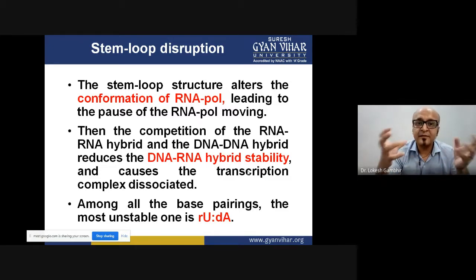Among all the base pairings that we are seeing as unstable, it is majorly the U and A pairing. The U and A pairing is the most unstable pairing. The ribonucleotide with ribose sugar uracil, and the deoxyribo A in the RNA-DNA hybrid, is the most unstable pairing. And this is how, students, the complete process of transcription in prokaryotes moves ahead.